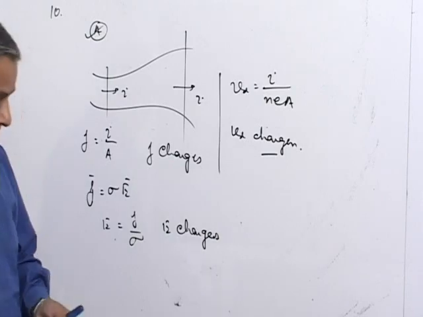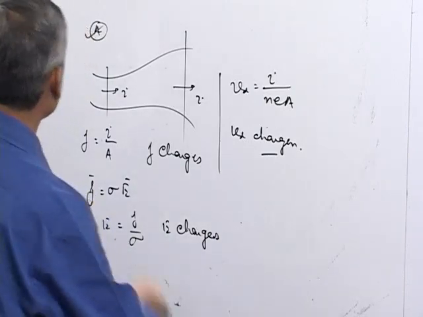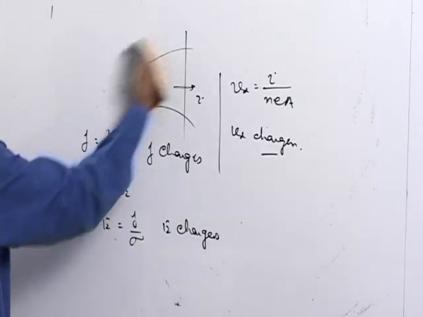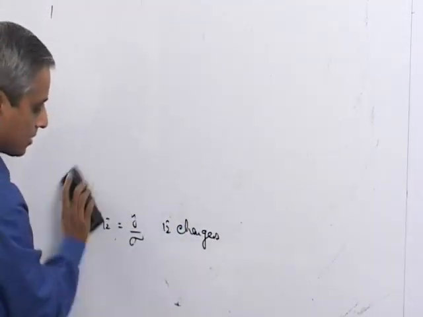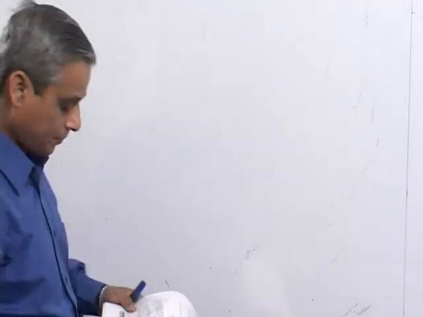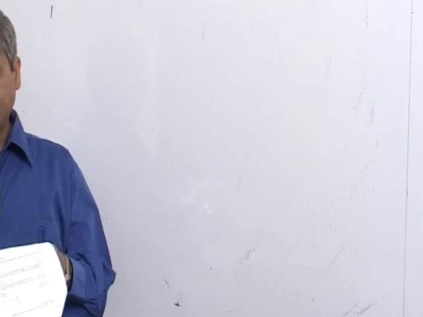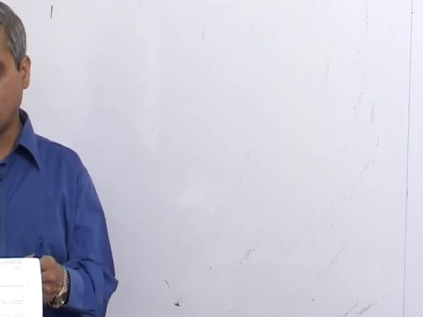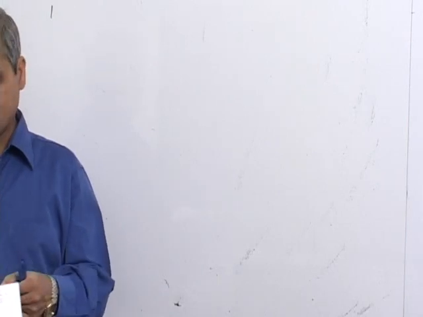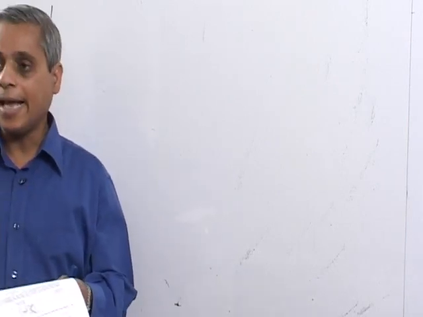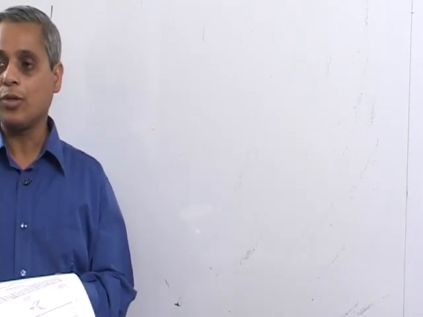Now question number 11. Question number 11 goes like this. A ring made of a wire of total resistance R. A and B are 2 points on the circumference such that angle ACB is equal to theta.